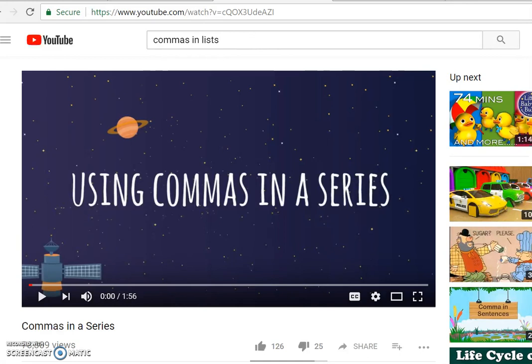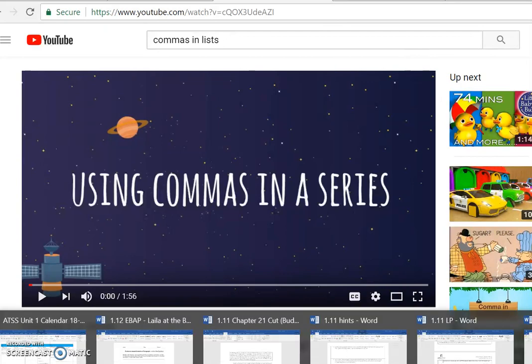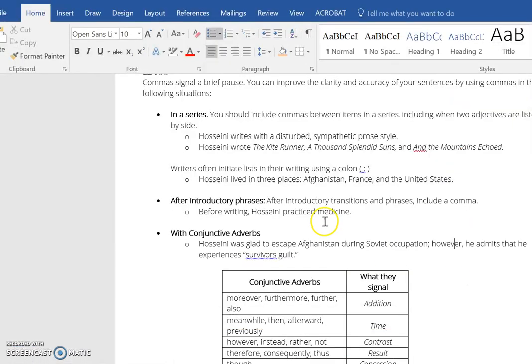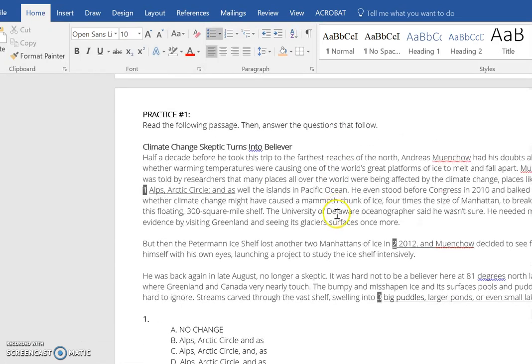So watch all three of them, watch the ones that you need to help you understand, continue to take notes, and finish up the practice on the back.